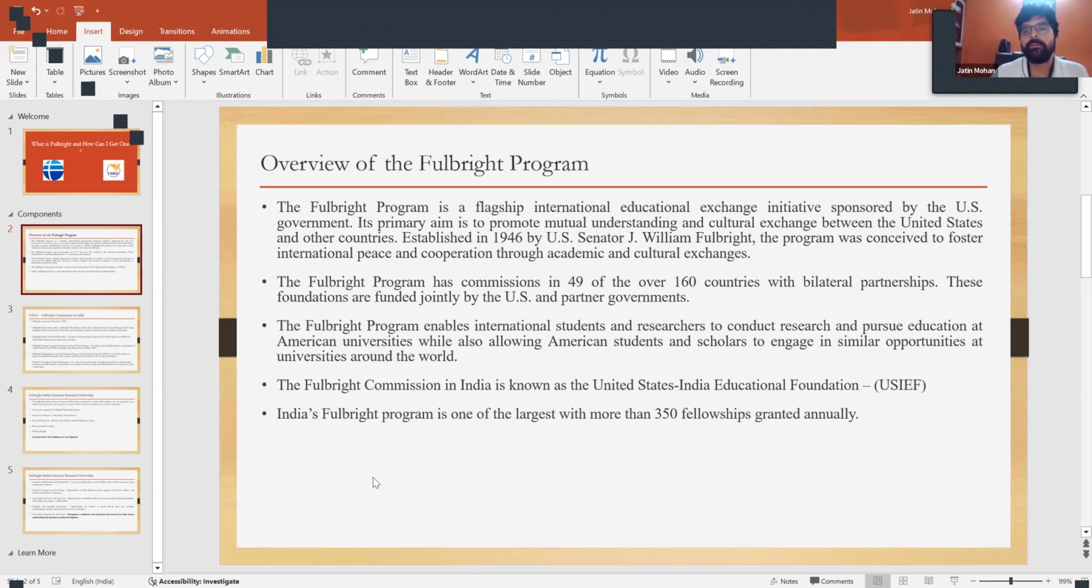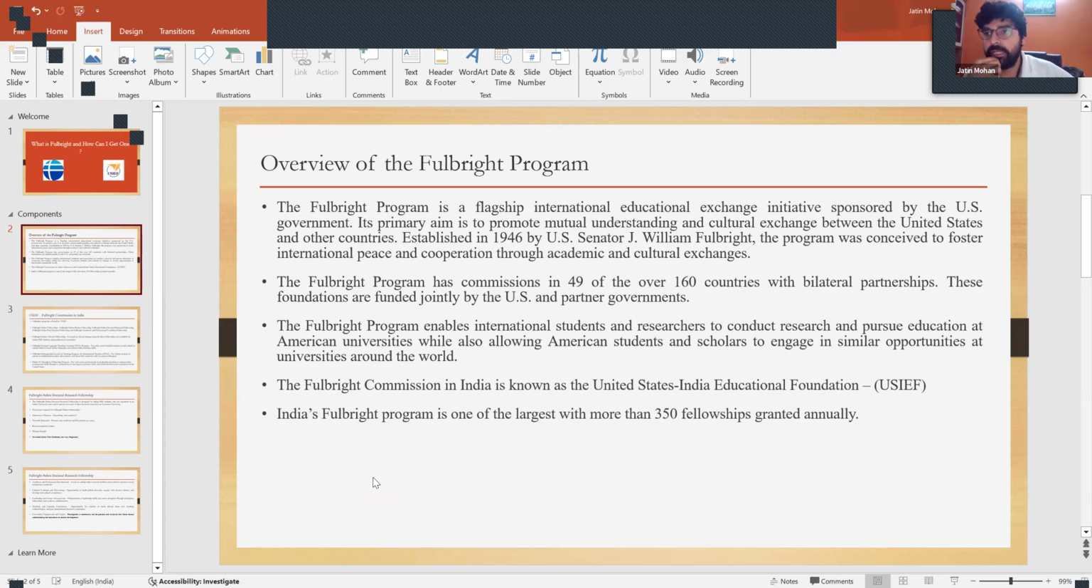So Fulbright currently is in 160 countries with bilateral partnerships. There are 49 high commissions of Fulbright in those 160 countries. The Fulbright Commission in India, which I went through, and every Indian interested in applying for Fulbright has to go through that commission, is called USIEF, the United States India Educational Foundation.